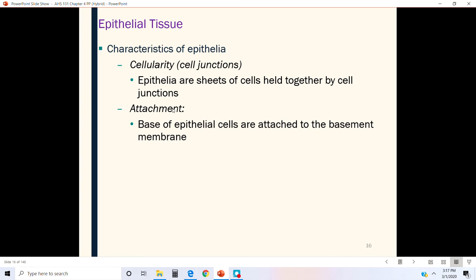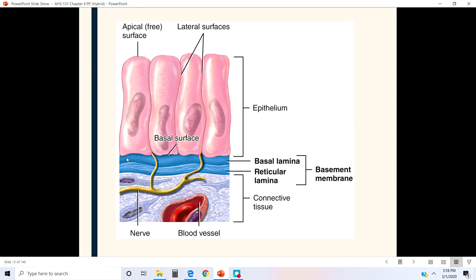Attachment is where the base of the epithelial cell is attached to a substance known as the basement membrane. It's basically keeping the epithelial cell connected to our body, otherwise the cells would lift away. If I go back a picture for a moment, here you can see this blue thing here and here? Both of these structures make up the basement membrane. So attachment is just how these cells are attached to the basement membrane. Cellularity is where they're attached more side to side.